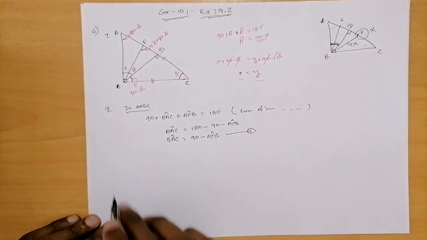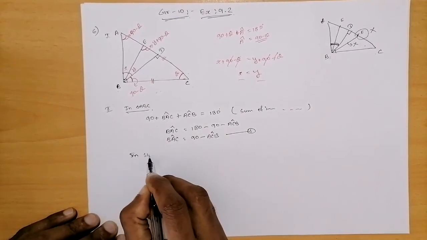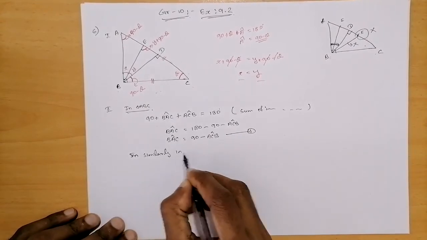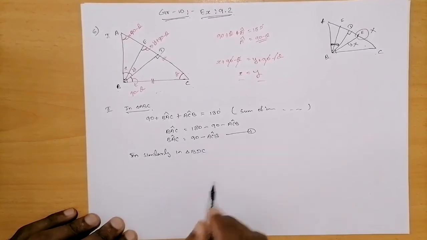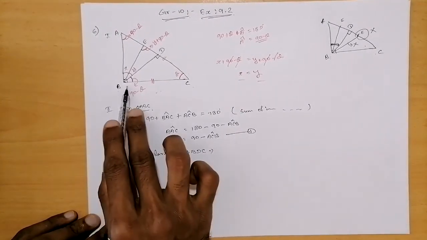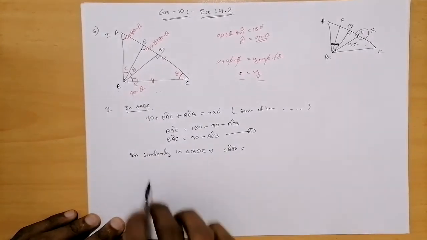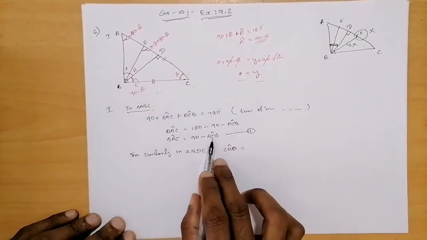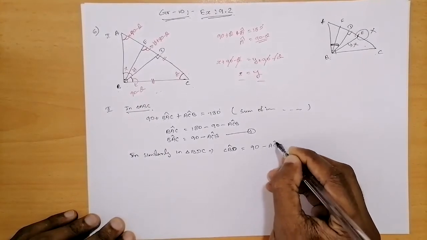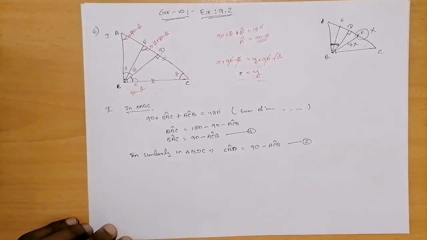And second, we are going to deal with triangle BDC. Similarly, in triangle BDC, the same way, we are going to use the interior angle sum and take this angle. So we can write it directly. What is this angle name? CBD. So CBD is equal to 90 minus ACB. Okay, so that is the second part we need for the answer.